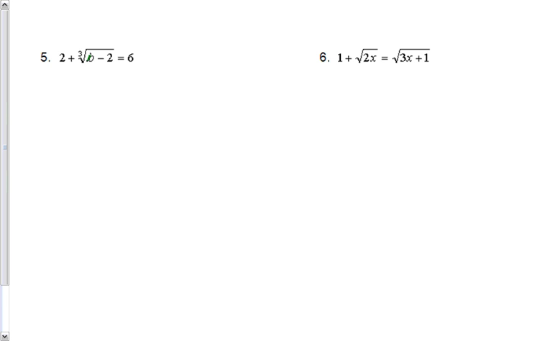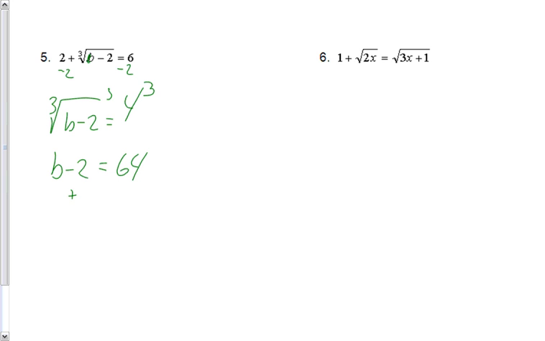Just make this a big B. Don't think of it as a dot there. Well, it's a cube root. Still the same procedure. Isolate. So subtract 2 from both sides. The cube root of b minus 2 equals 4. How do I get rid of a cube root? You're going to cube them both. So if you cube both of them, you get b minus 2 equals 64. Because that's 4 times 4 times 4.